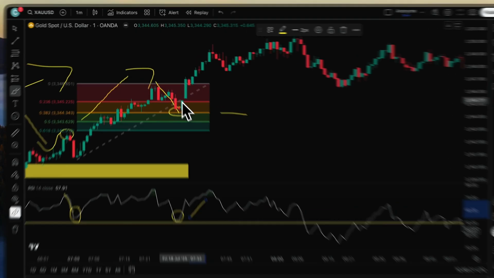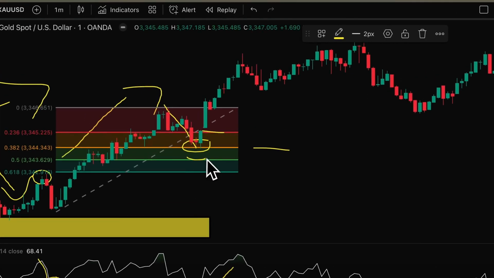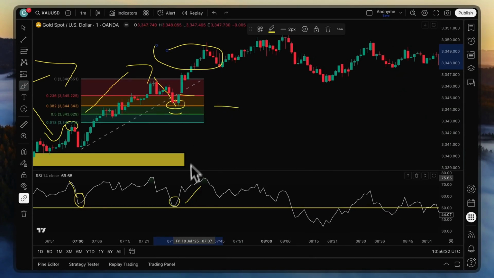You can go long again at the close of this candle here. Stop loss below the structure, take profit in this area. Once again, you have an excellent risk-reward ratio. And as you can see, it's always the same process.